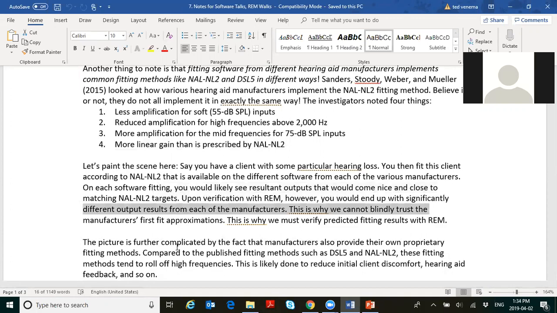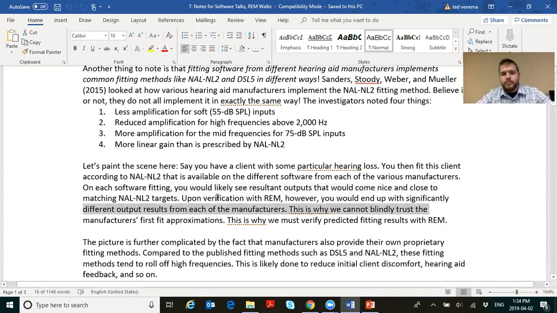Isn't that weird? This is why we cannot blindly trust manufacturers' first fit approximations. This is why we've got to verify predicted fitting methods with real ear measures. The only equipment that honest to goodness has NAL2 on it, as NAL2 intended, is the real ear equipment, whether it's Medrex or AudioScan, it doesn't matter. The real ear equipment tends to have the accurate hearing aid fitting method.